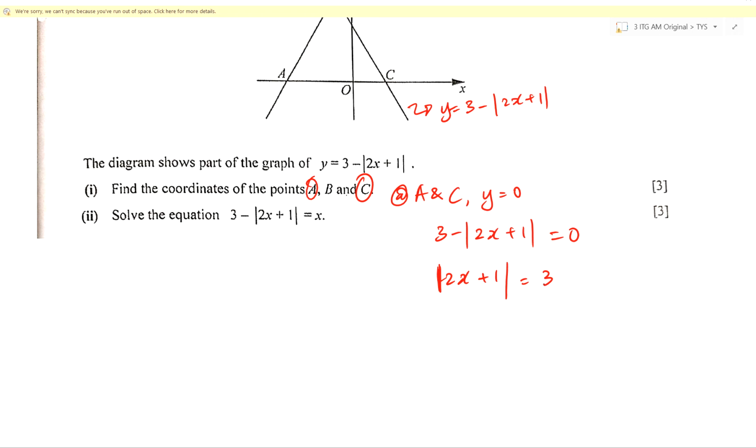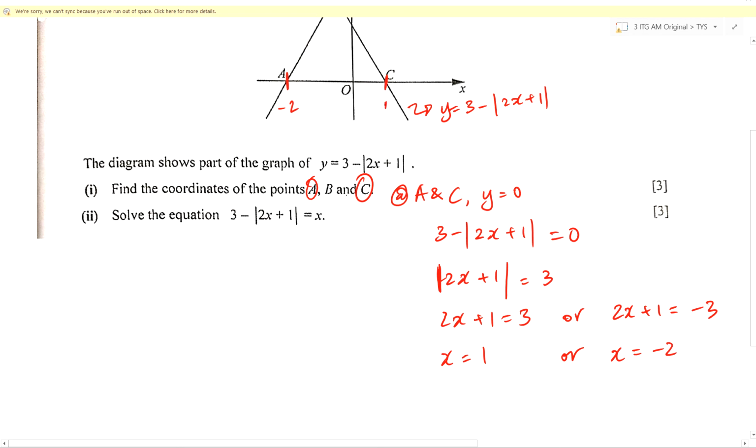The first path, just remove the modulus: 2x plus 1 equals 3. Or, in the other case, 2x plus 1 equals, on the other side, put a negative sign, so we change the sign on the right hand side. We end up with x equals 1, or x equals negative 2. So find the corresponding points, negative 2 and 1. And the graph makes sense.